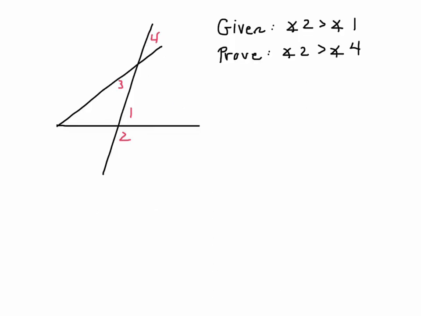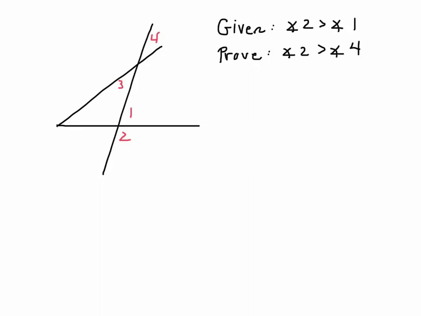Let's see if we can now put this insight into practice. In this diagram, we're given that angle 2 is bigger than angle 1, and we're going to try to prove that angle 2 is therefore bigger than angle 4. So we're going to take a journey from angle 2 to 1 to 3 to 4 and see if we can reach that conclusion. So here's how we'll do it.